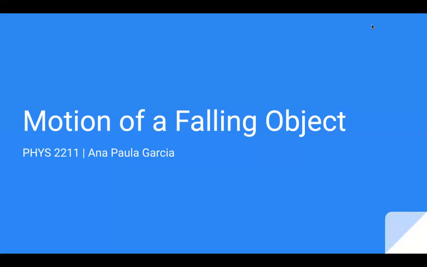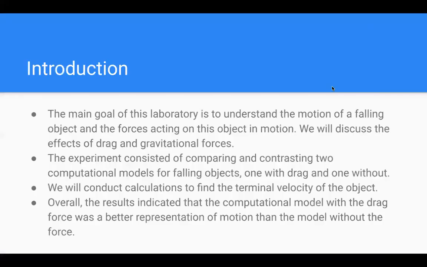Hello, this is the Physics 2211 Lab 2 submission for the lab of motion of the falling object. So the main goal of this laboratory is to understand the motion of a falling object and the forces acting on this object in motion. For this lab, we will discuss the effects of drag and the effects of the force of gravity.